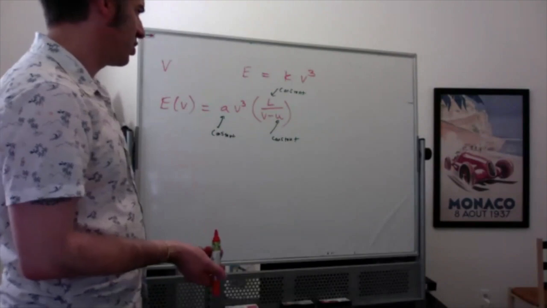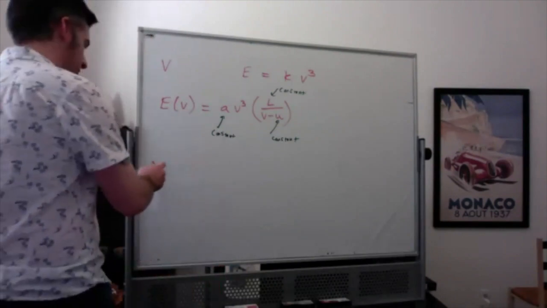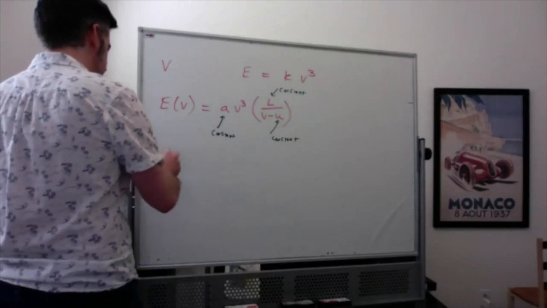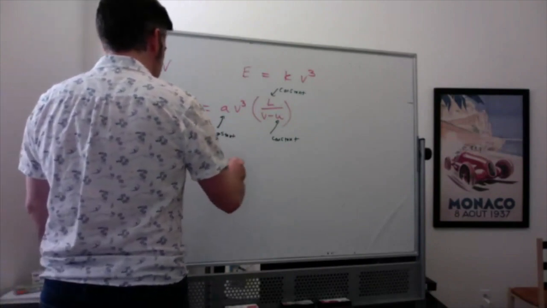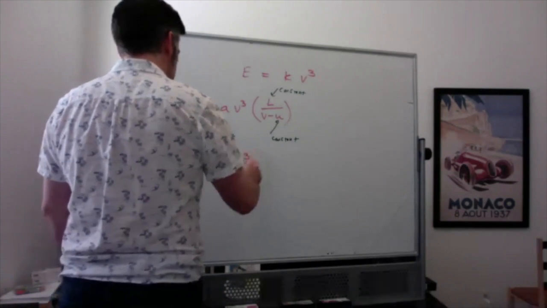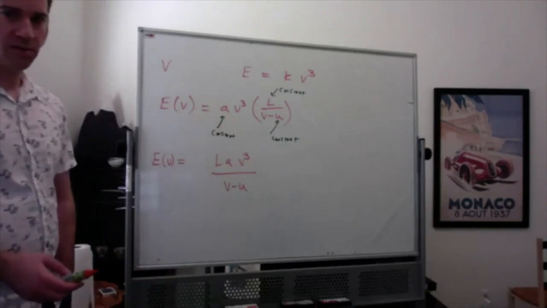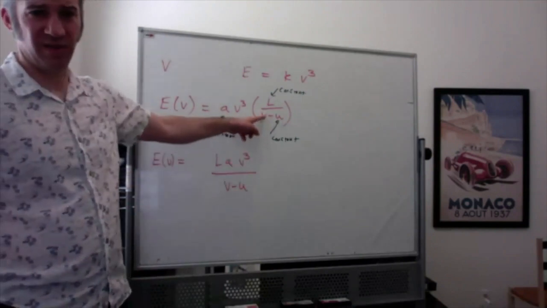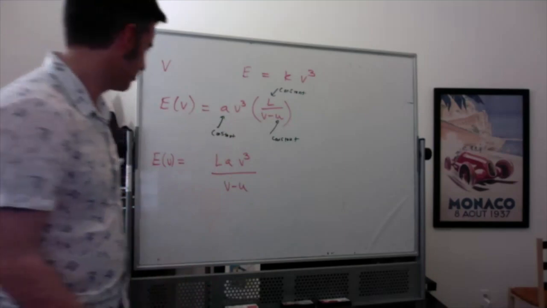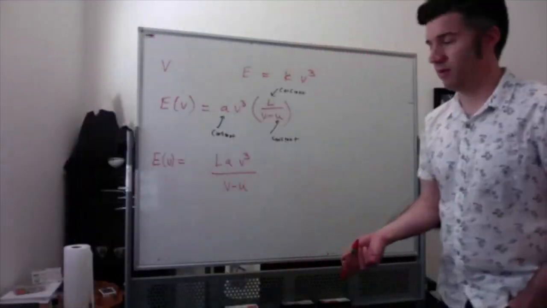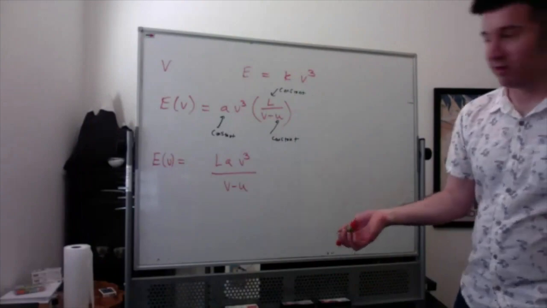And although you could use the product rule, I think it probably makes more sense to rewrite this as LAV cubed over V minus U. Because I'm going to have to use the quotient rule anyway to take the derivative of this part, so why don't I just write it as one quotient? So I want to find the value of V that minimizes this. So let's take the derivative.